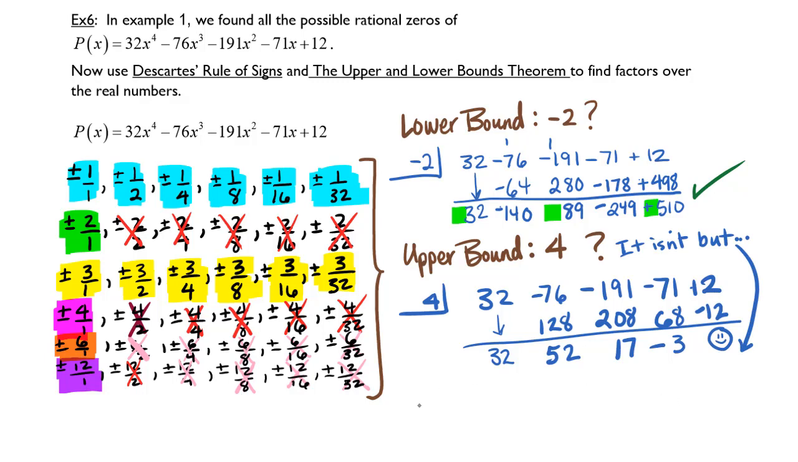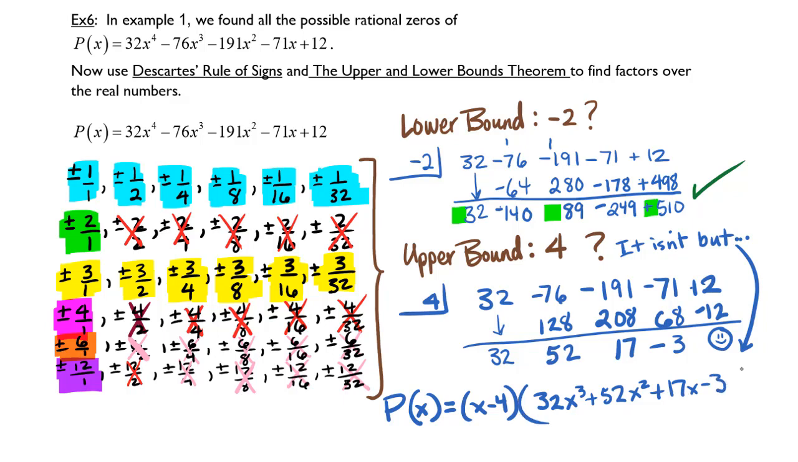it is a 0. So now we can rewrite our polynomial p of x as one factor x minus 4, and the remainder is 32x to the third plus 52x to the second plus 17x minus 3. And now we need to figure out what the remaining factors of this are.